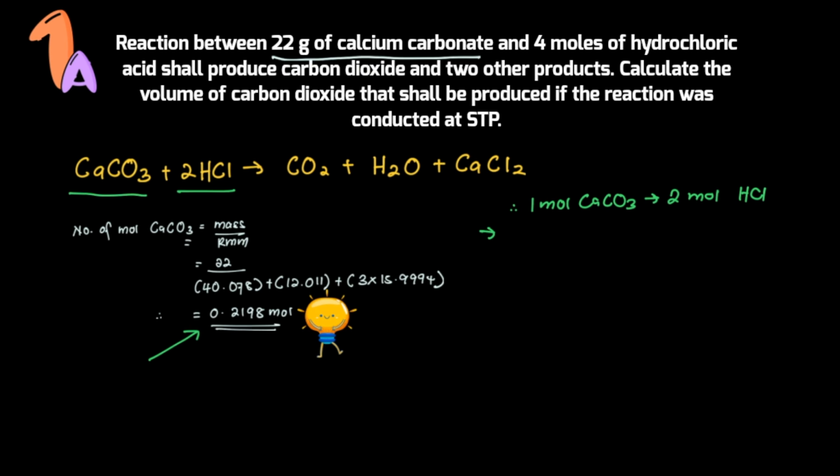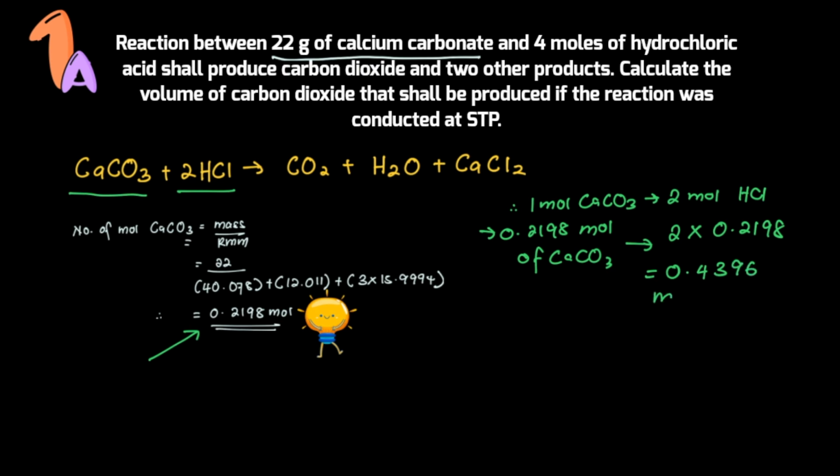Since we only have 0.2198 mole of CaCO3, therefore the number of mole for HCl that we need is 2 times 0.2198, which is equivalent to 0.4396 mole of HCl. Right, why is this important?